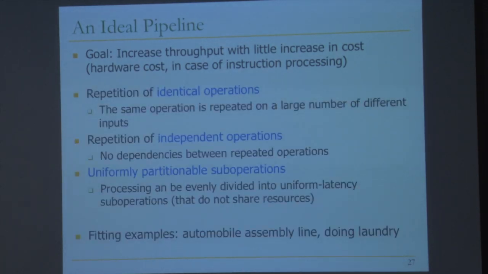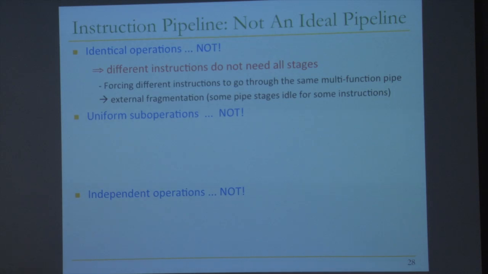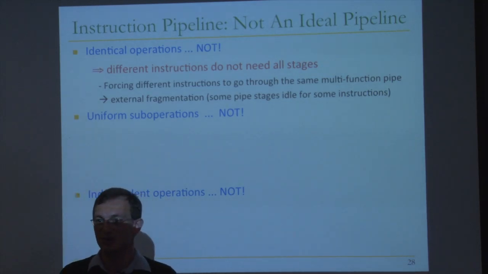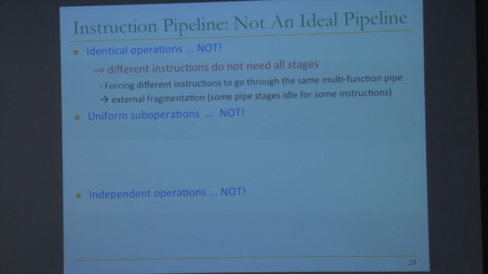So these were the ideal pipeline examples. So let's take a look at how instruction processing actually fares in terms of these ideal pipeline properties. And none of these are true for the instruction processing pipeline, right? You don't process identical operations in the pipeline. Different instructions do not need all stages. However, when you design the pipeline, you need to force every instruction to go through every stage, right? That's the idea of a pipeline. And this leads to external fragmentation from the pipeline stage point of view. Basically, some pipe stages are idle for some instructions, right? An add doesn't use the memory stage, for example.